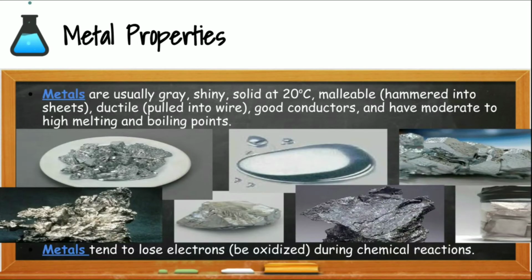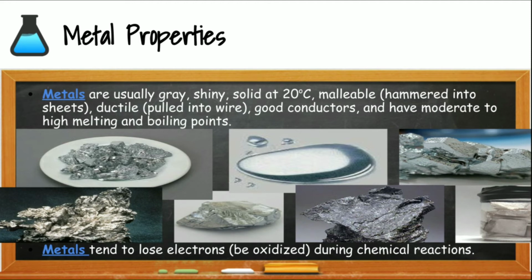So metals have some unique physical properties that you need to be familiar with. Metals tend to be gray and shiny. In chemistry, we often use the word lustrous, or they have luster, when they're shiny. So they're gray, they have luster.